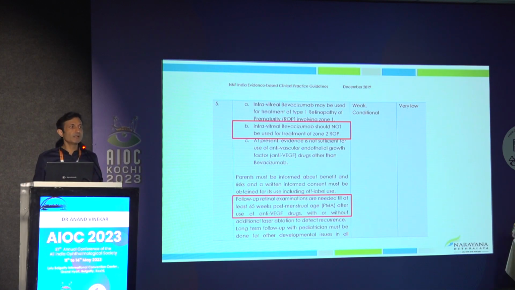I think this is important to understand, because laser works so well. But I know colleagues who will give injections for zone 2 as well. So once this comes out, and it has come out as a guideline, it's going to be an important thing. And the bigger one in the box down below is to commit to follow up at least to 65 weeks of post-menstrual age. And at that point of time, one must decide what to do.